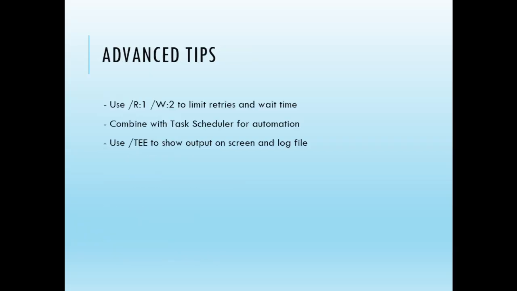You can fine-tune Robocopy with some helpful options. Use /r:1 and /w:2 to limit the number of retries and the wait time between them. Use /tee to display the output on screen and log it at the same time. And for automation, you can schedule Robocopy using Windows Task Scheduler. These tips can make your file copying more efficient and hands-free.